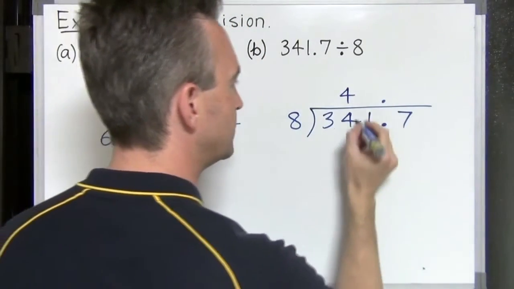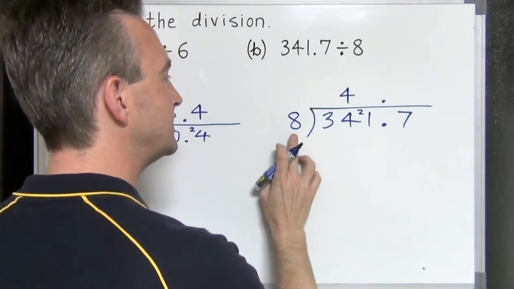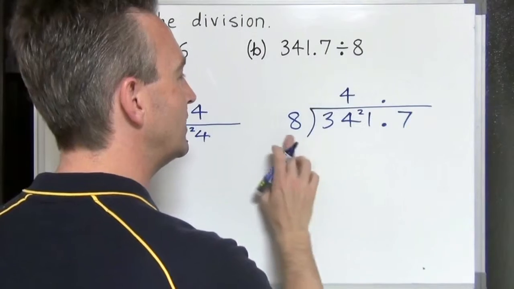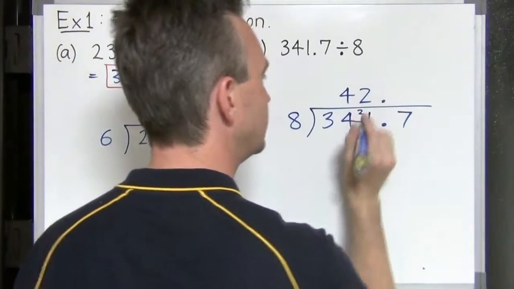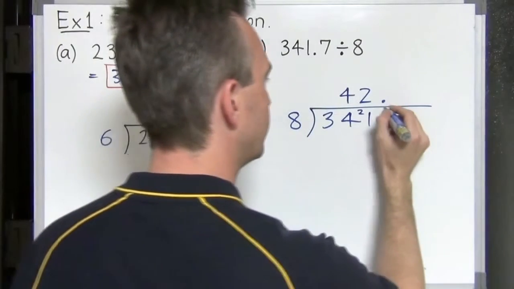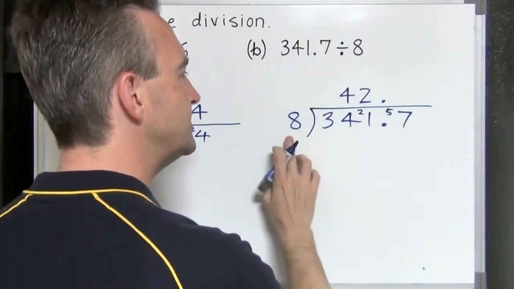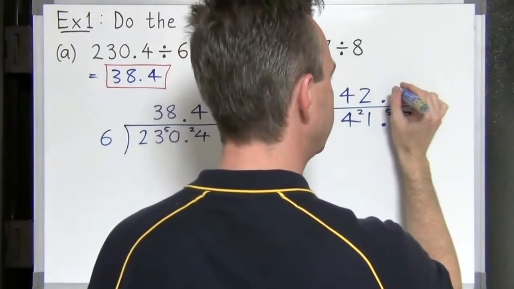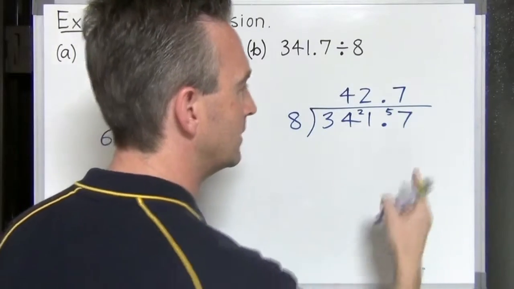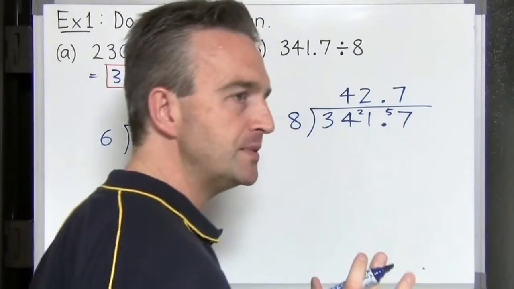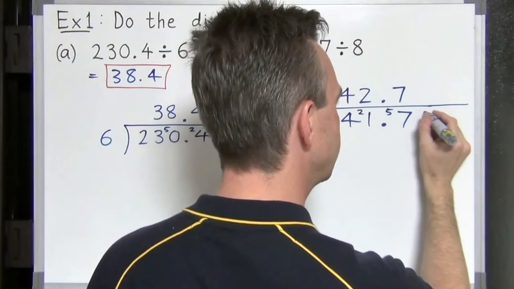32 from 34 leaves a remainder of 2. 8 into 21. Yes. 8 2s are 16. 3 8s are 24, which is too big. 8 2s are 16. 16 from 21 leaves a remainder of 5. 8 into 57. 7 8s are 56, which leaves a remainder of 1. Uh-oh. We got no numbers at the end there. In this case, what we do is we just add some extra zeros.